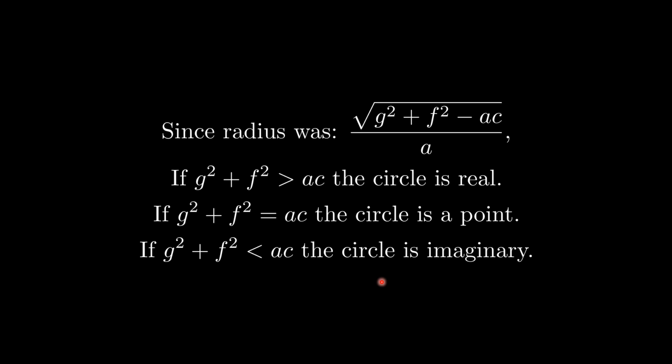From a general equation of a circle, you can deduce the three facts that we have: whether a circle is real, a circle is a point, or it's an imaginary or non-existent circle.